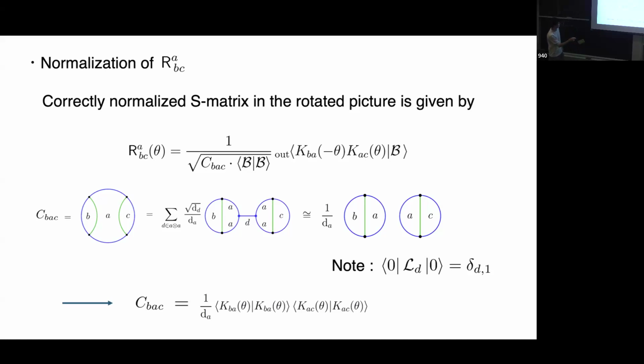Okay, so this normalization factor can be written like this. These two inner products are nothing but the ones used in the Gaussian and the Morse code. But in our case, we have this extra factor.